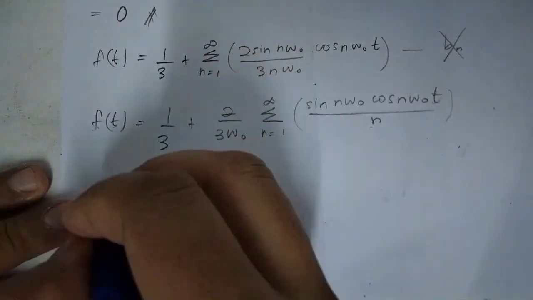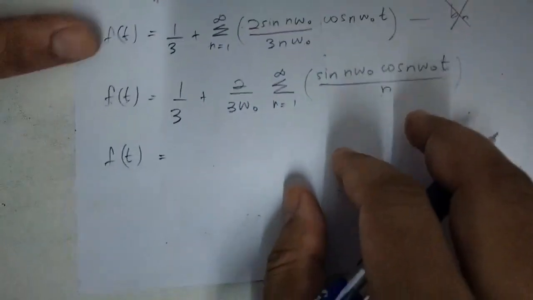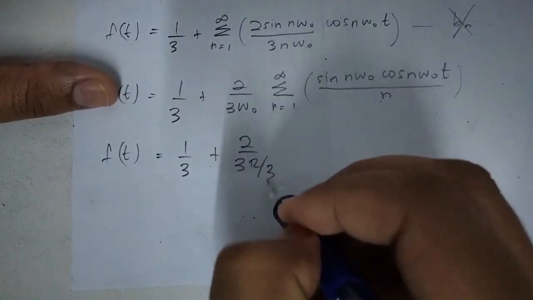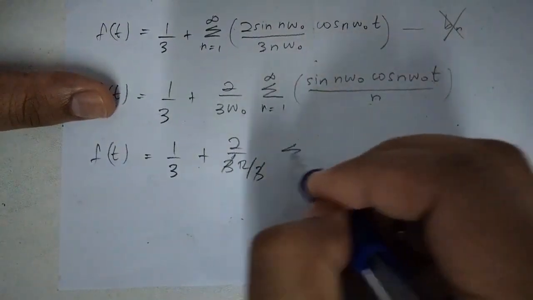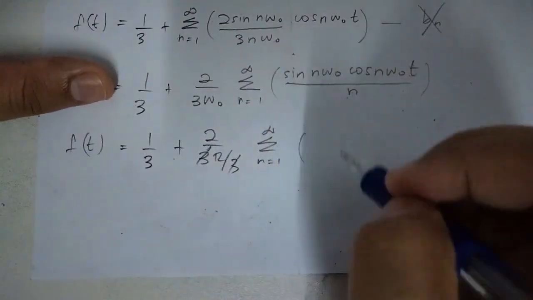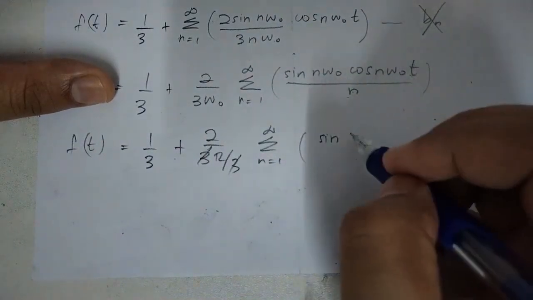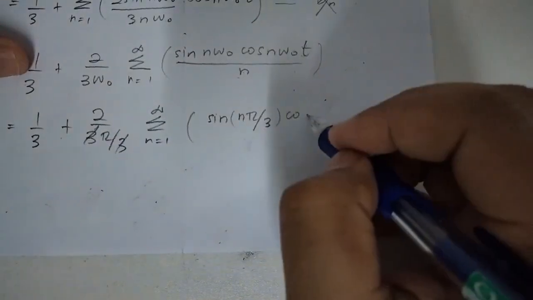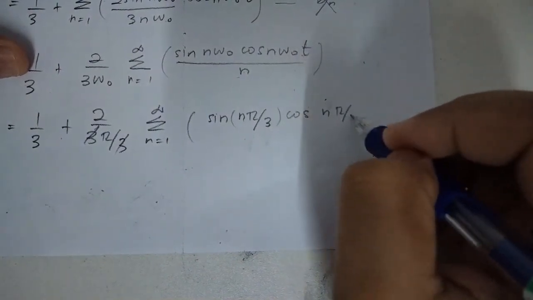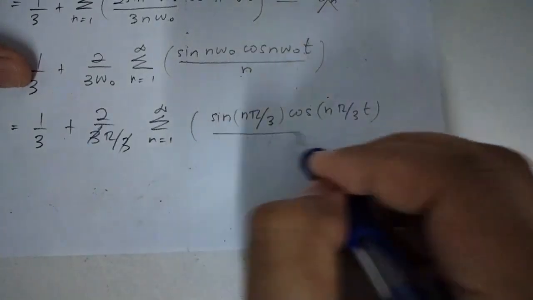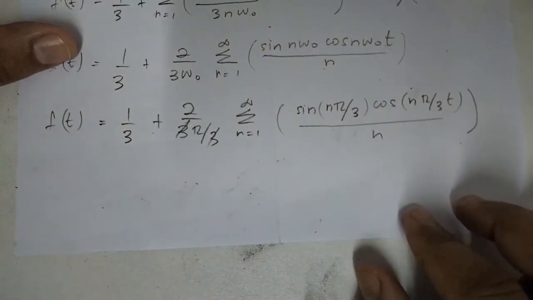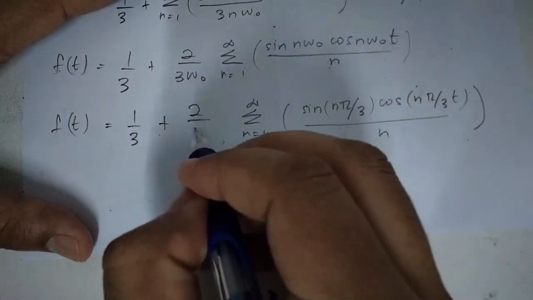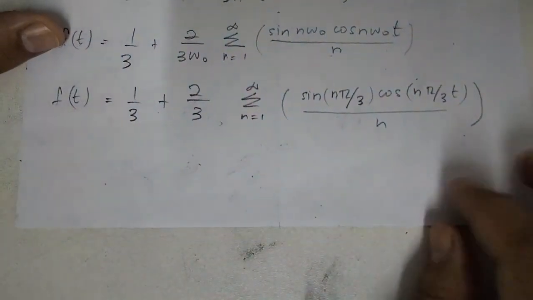So finally f(t) is 1 over 3 plus 2 over pi, summation of sin(n pi over 3) cos(n pi t over 3) over n. So that's it.